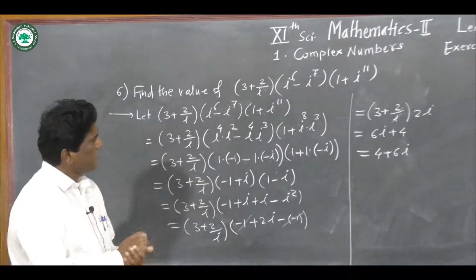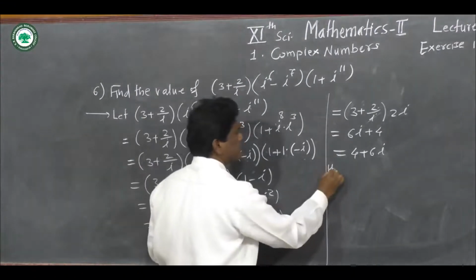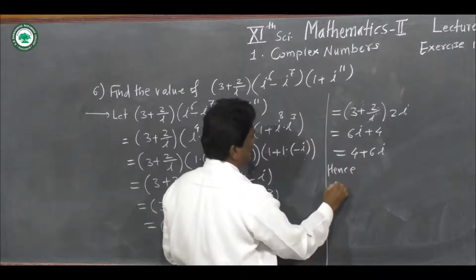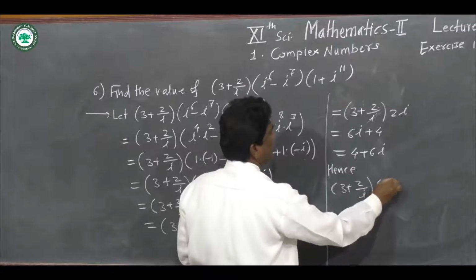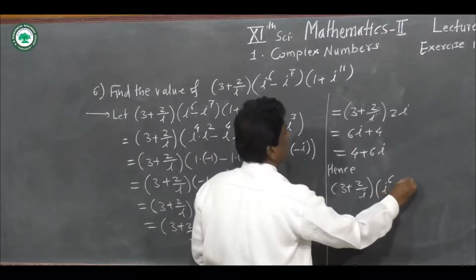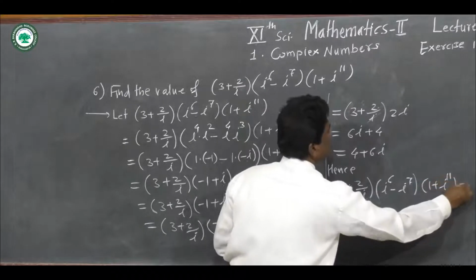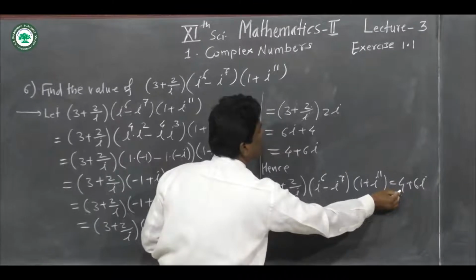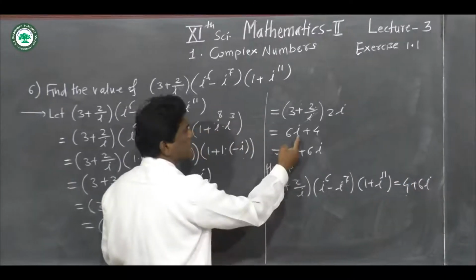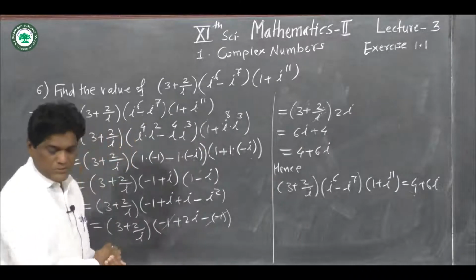So we get the value as 4 plus 6i. We may write here, hence, (3 plus 2 upon i) into i to the power 6 minus i to the power 7 into (1 plus i to the power 11) is equal to 4 plus 6i. We write the real number firstly and then the imaginary number. Here, 6i plus 4, we write firstly 4 and then 6i. So this is the solution.